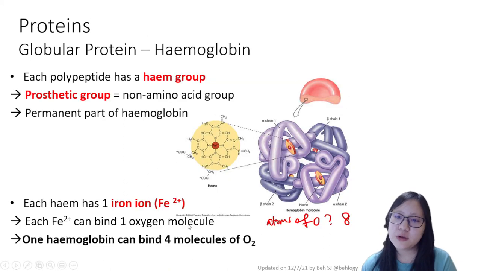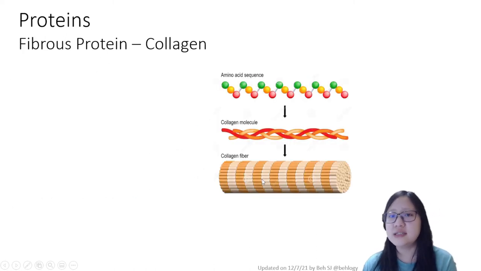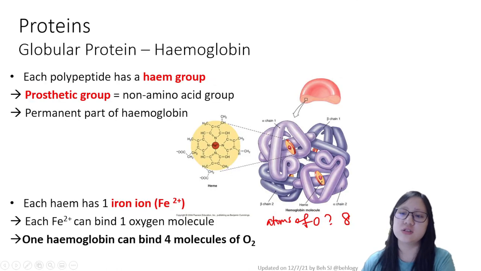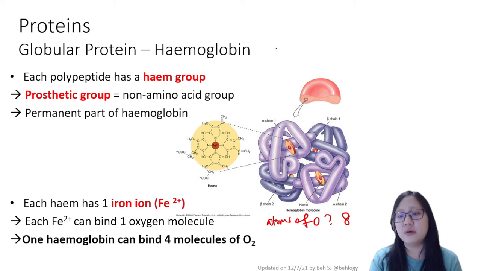So that's hemoglobin, just some familiar material to you, right? Very easy, definitely globular. Functional role, transports oxygen. By the way, hemoglobin is not to be mixed up with red blood cell. This is a red blood cell.